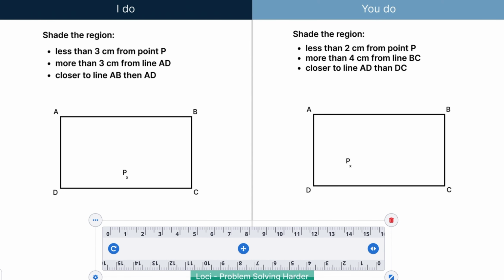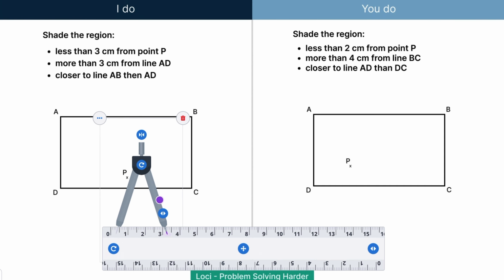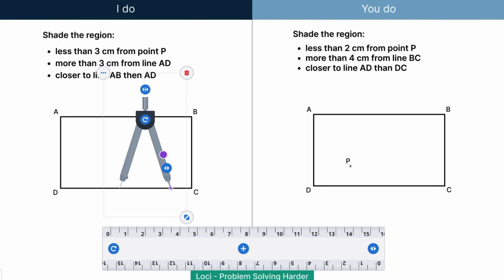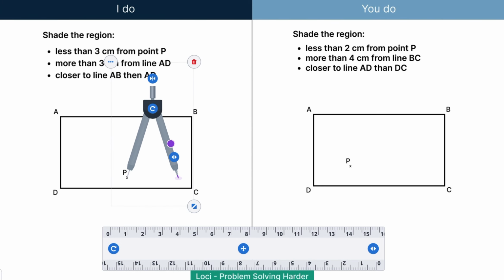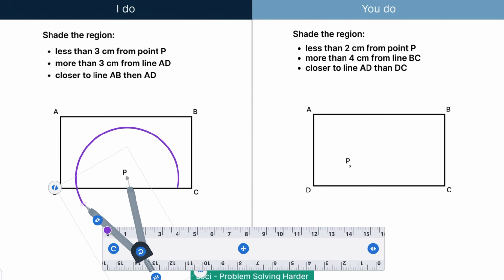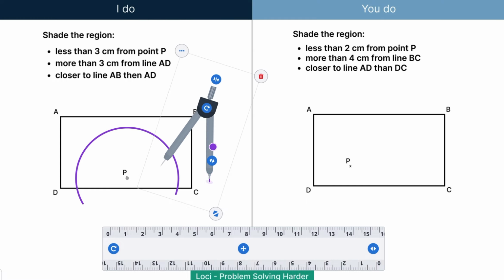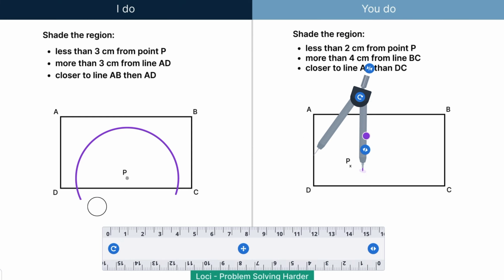So the first one says less than 3 centimeters from point P. So we grab a protractor, and let me just make it a bit bigger. We are going to measure 3 centimeters. Perfect. That looks about right to me anyway. And we're going to put that on point P, and we are going to draw 3 centimeters. So it has gone out the box a bit because it's a little bit tricky to get this perfect on the iPad, but we'll tidy it up a little bit. There we go. So that's that.